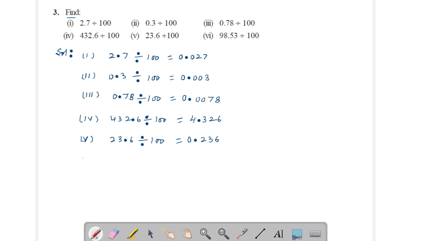Then come to the sixth part. 98.53 divided by 100. In 100 there are two zeros. Therefore the decimal will shift towards the left hand side 2 digits. Your answer will be 0.9853.